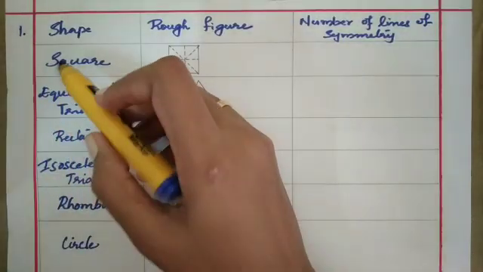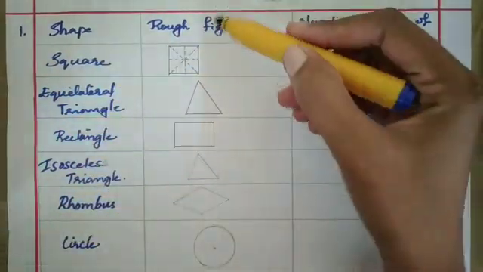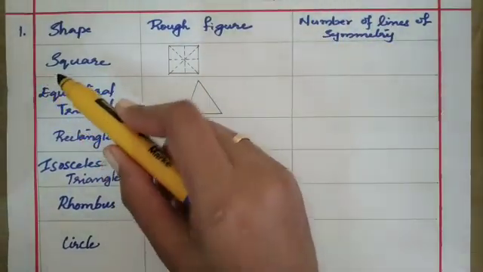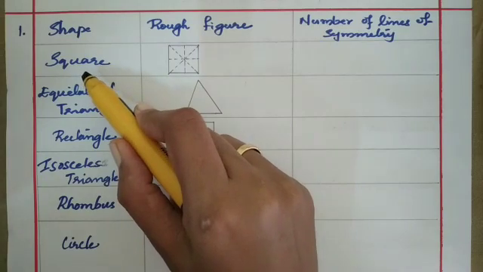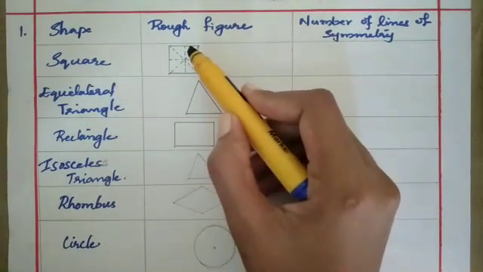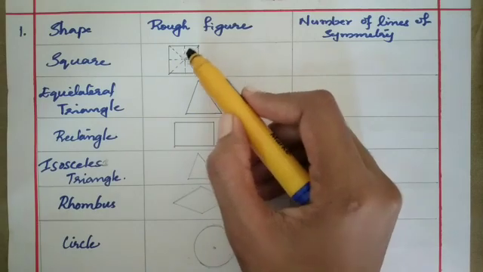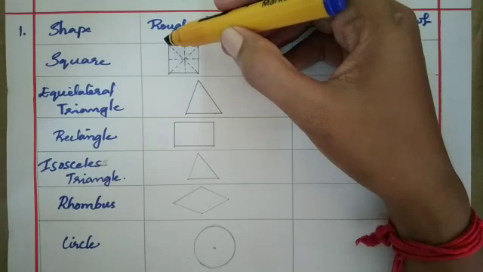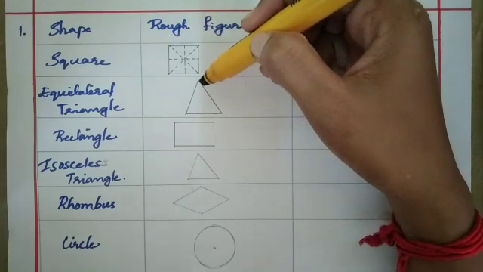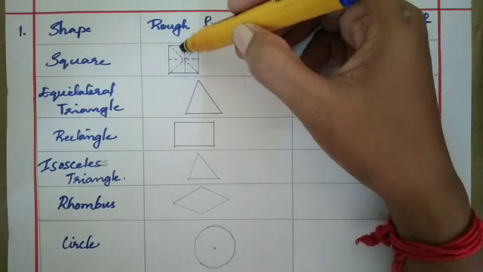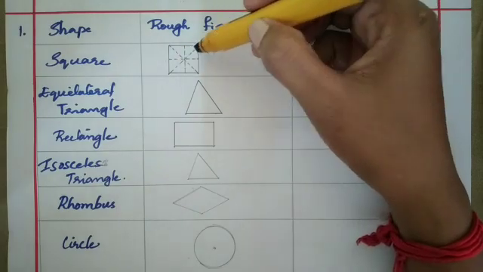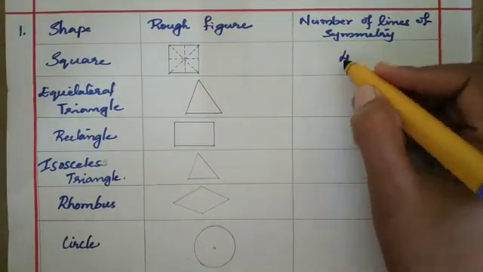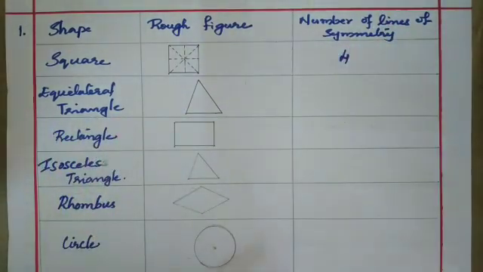Children, look at this question. Here, a shape is given, then a rough figure, and you have to write the number of lines of symmetry. So here, the first shape is a square. All its 4 sides are equal. So you can draw 1, 2, 3, 4. Four lines of symmetry. A square has 4 lines of symmetry.